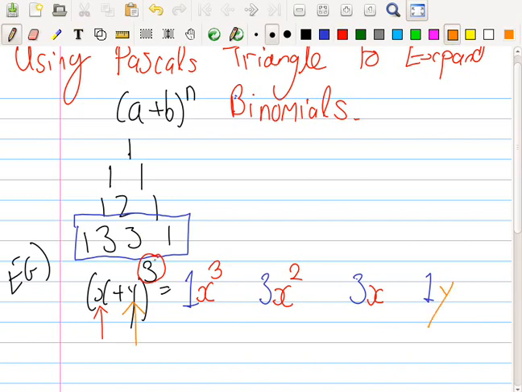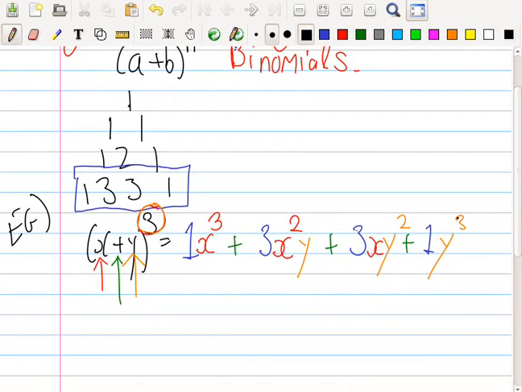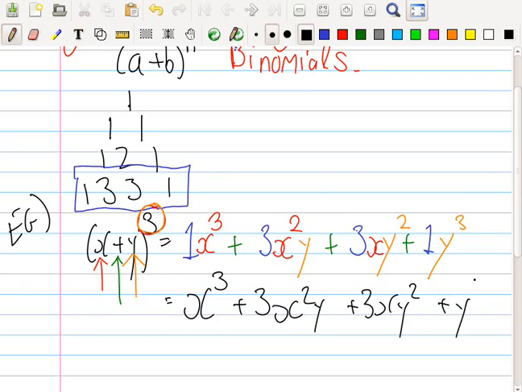Then you look at the y second, and you write that at the back. And then you take the same power, and you write it here. And then you go to the next one, and make the power smaller. You go to the next one, make it smaller again, and then here, there's no power. And then lastly, you look at this, it's a plus. So that means plus goes here for all of them. So your final answer would be x cubed plus 3x squared y plus 3xy squared plus y cubed.